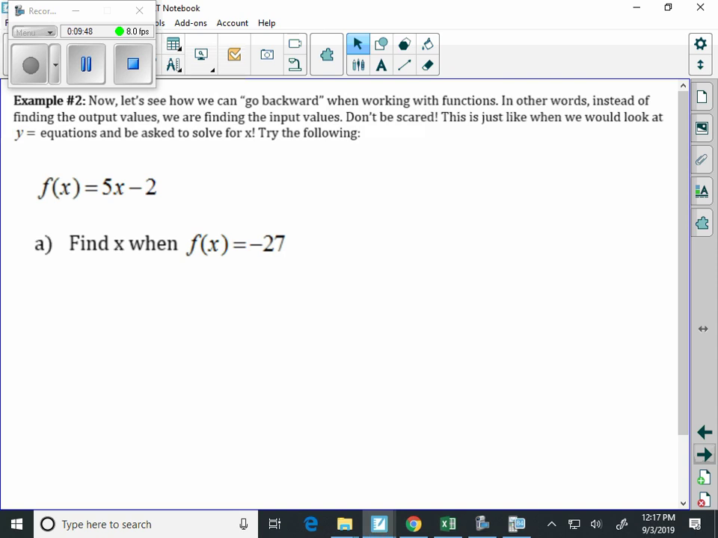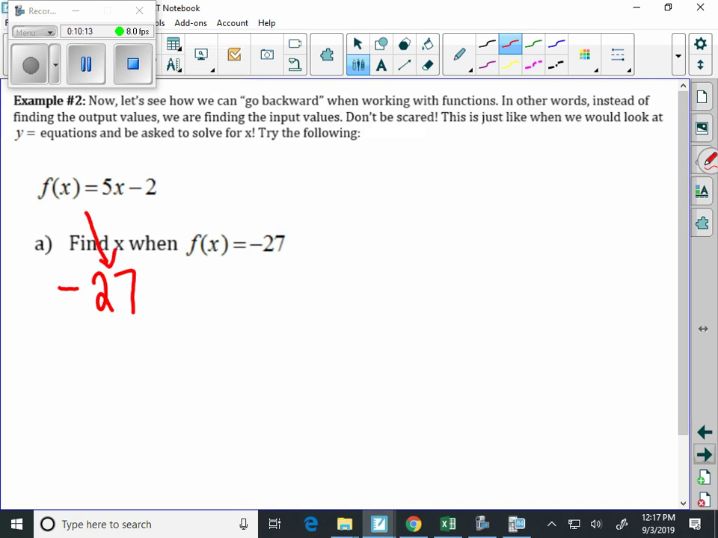So in our first function, f of x equals 5x minus 2, it says find x. So we're finding an input value when f of x equals -27. So find where f of x is in our equation. In this particular case, it's here. f of x, negative 27. So we're going to fill in f of x this time. And then we've got 5x minus 2.